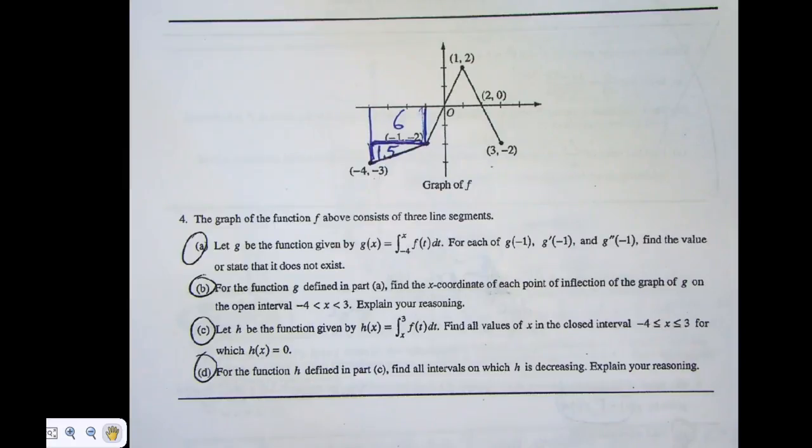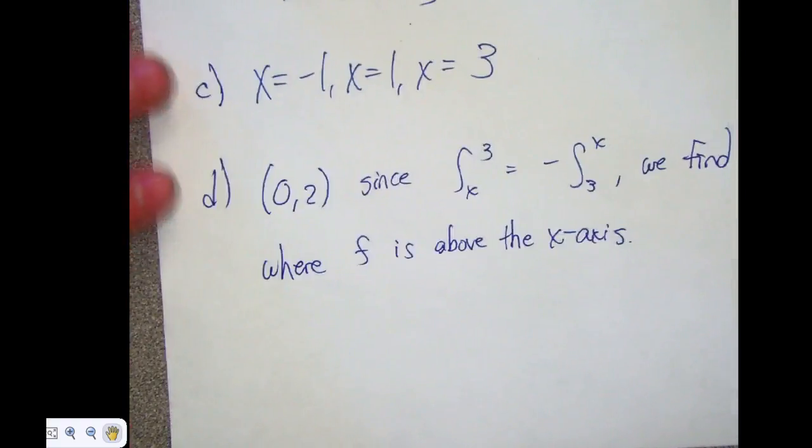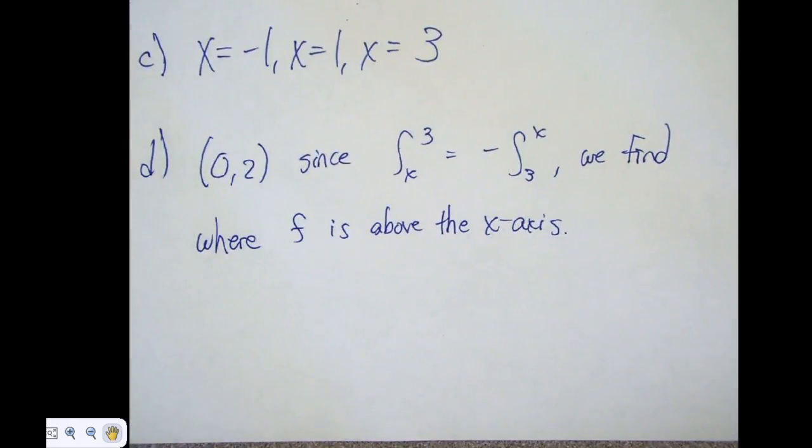So then it's like 0 to 2. Yeah, so the answer is from 0 to 2. And then it says explain your reasoning, which is not easy either. But I said 0 to 2 since x to 3 is the opposite of 3 to x. That flips us around, and now we're looking above the axis instead of below the axis. That makes perfect sense. I mean, so that's another one.